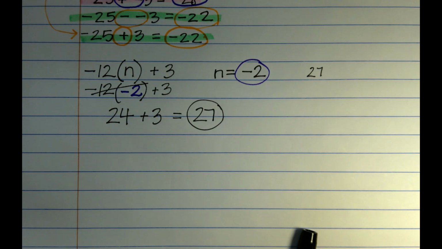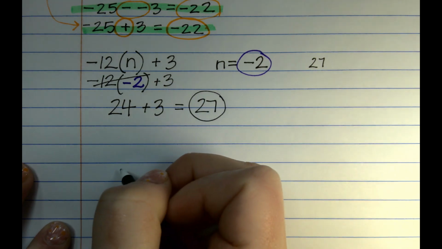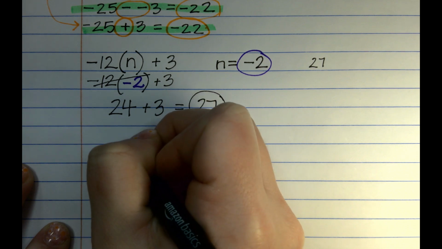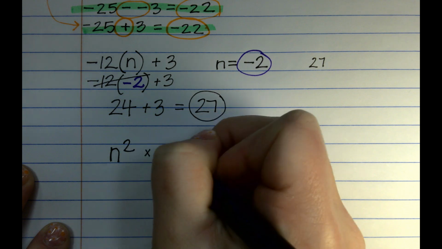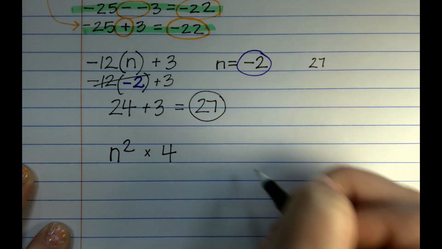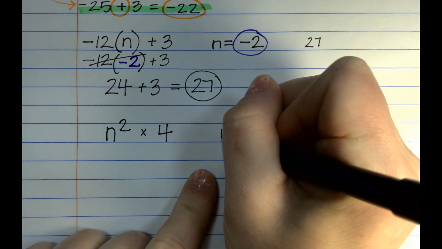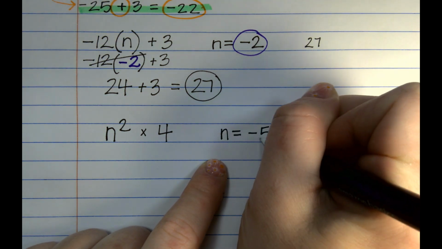Okay, how about I give you something a little different? What about n squared times 4? And this time n equals -5.